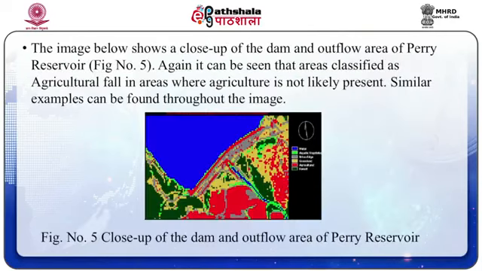The image below shows a close-up of the dam and the outflow area of the Perry Reservoir in figure number 5. Again, it can be seen that areas classified as agriculture fall in areas where agriculture is not likely present. Similar examples can be found throughout the image.